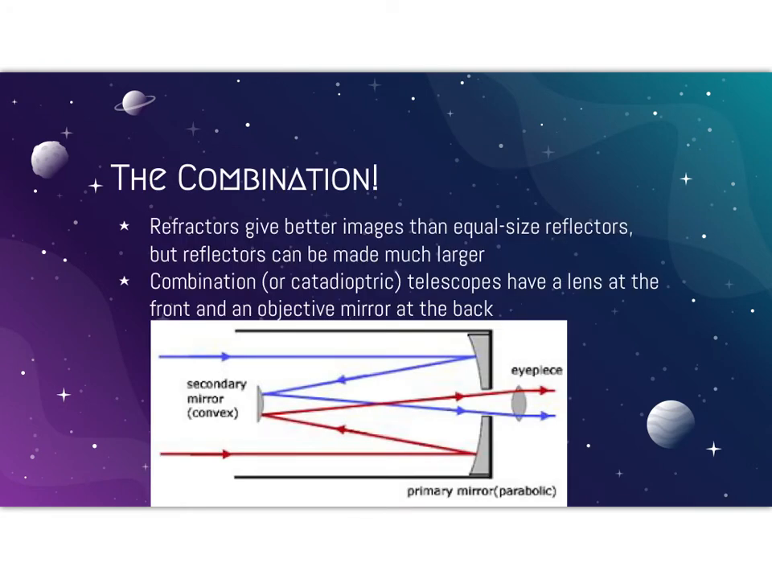Both a refracting and reflecting telescope are great, but the combination together can be very helpful. Refractors give better images than equal-size reflectors, but reflectors can be made much larger. So a combination or catadioptric telescope has a lens at the front and an objective mirror at the back. So we can use both to help focus our images.